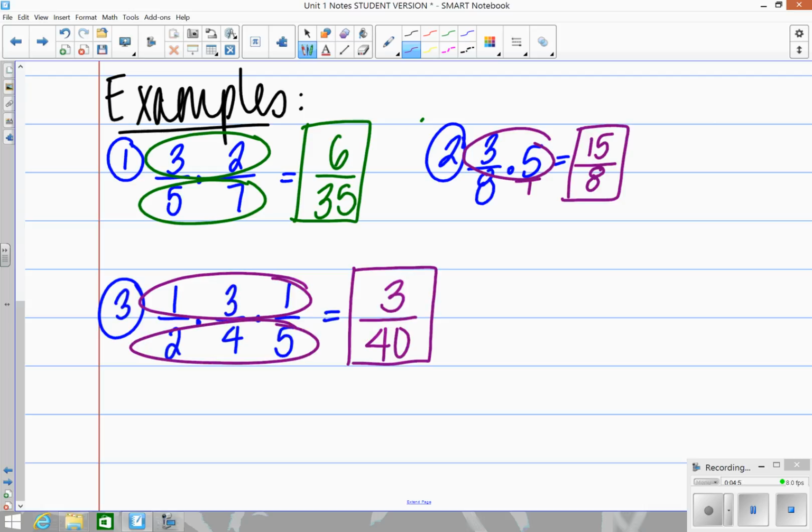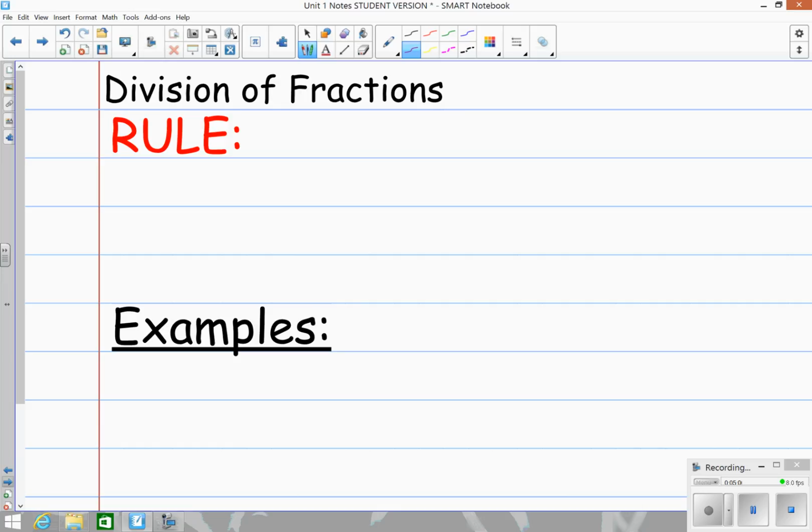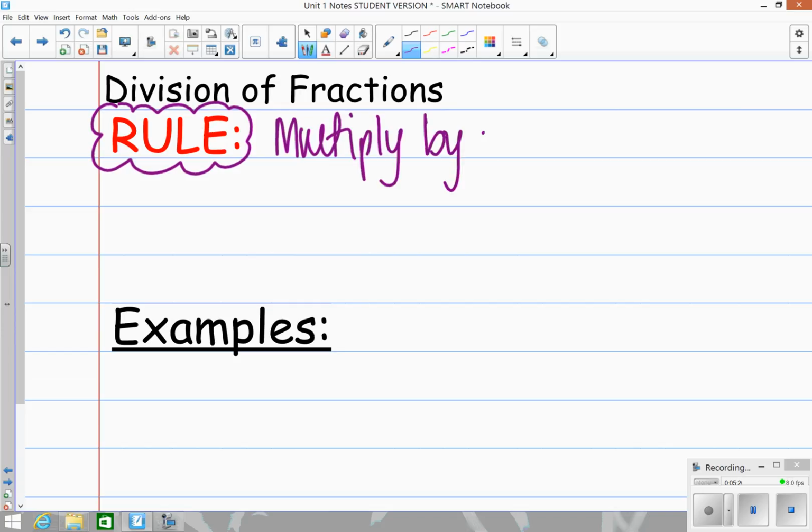So then the next thing I want to look at is, how do we divide fractions? The rule for dividing fractions is actually very similar to multiplying. The difference is instead of just multiplying, you need to multiply by what's called the reciprocal. So the rule for dividing is you're just going to multiply by the reciprocal. In order to be able to divide, you have to know how to multiply because it's basically going to be the same thing, but before we can actually multiply it, we have to change whatever we're dividing by into its reciprocal.